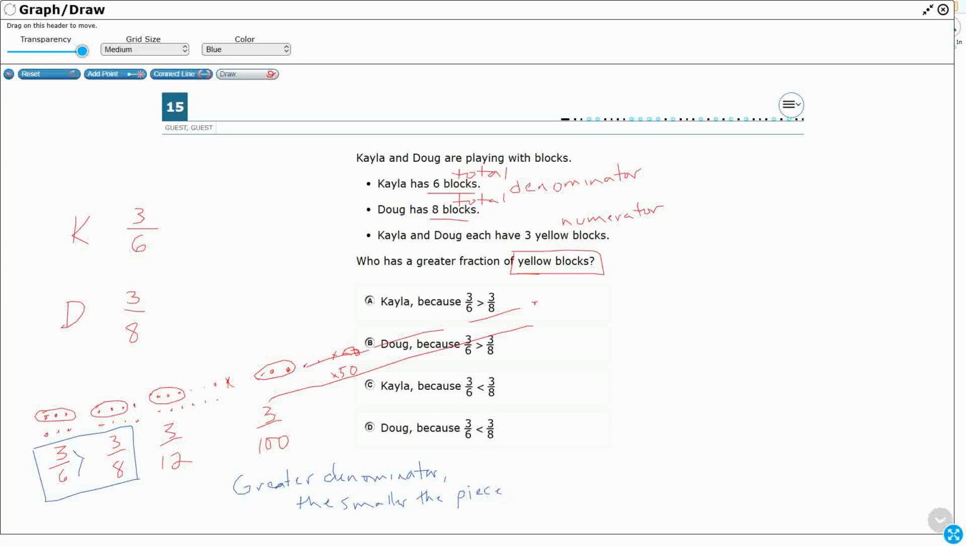And so Kayla has got 3 out of 6 kind of regular sized pieces, but Doug's pieces are smaller because there's 8 of them, which means there's less to go around. And so Kayla is going to have a greater fraction of yellow blocks because 3/6 is greater than 3/8, A.